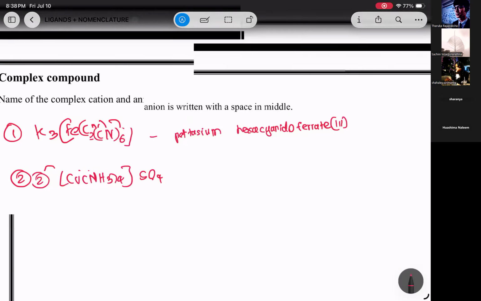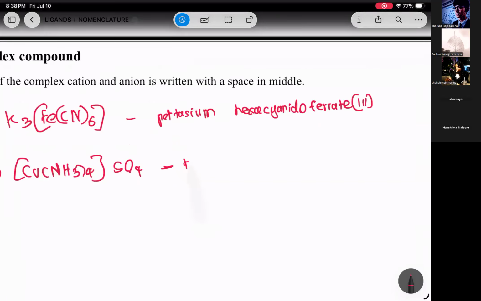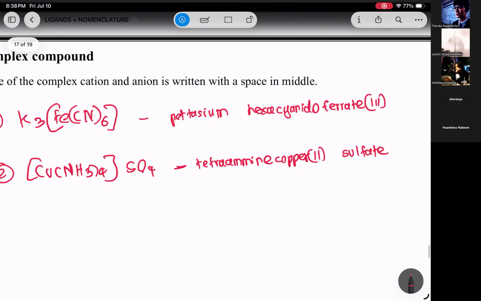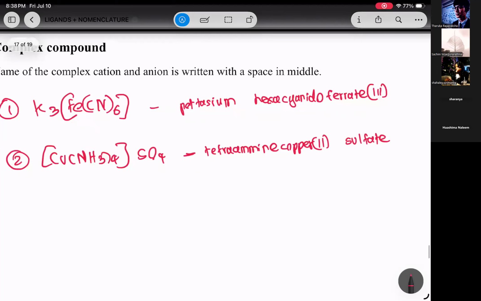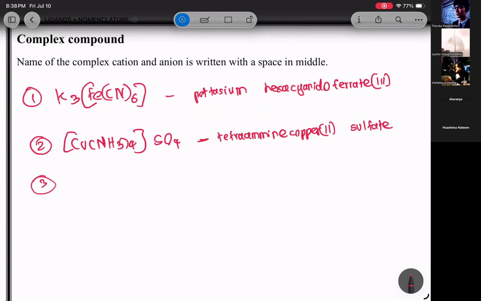So here, first of all, you start with tetraamine copper 2 sulfate. Tetraamine copper 2 sulfate. Third one, copper ammonia 4 and CuCl4.